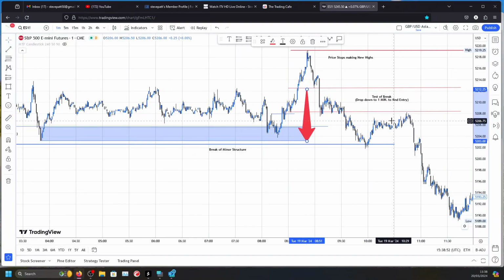I would definitely, once I saw this breaking down, and you see there's no attempt to push higher from here. Price is just falling off, and there's no attempt to get higher here. There would be my entry at about that red line. You've got to be looking to get out at break even.